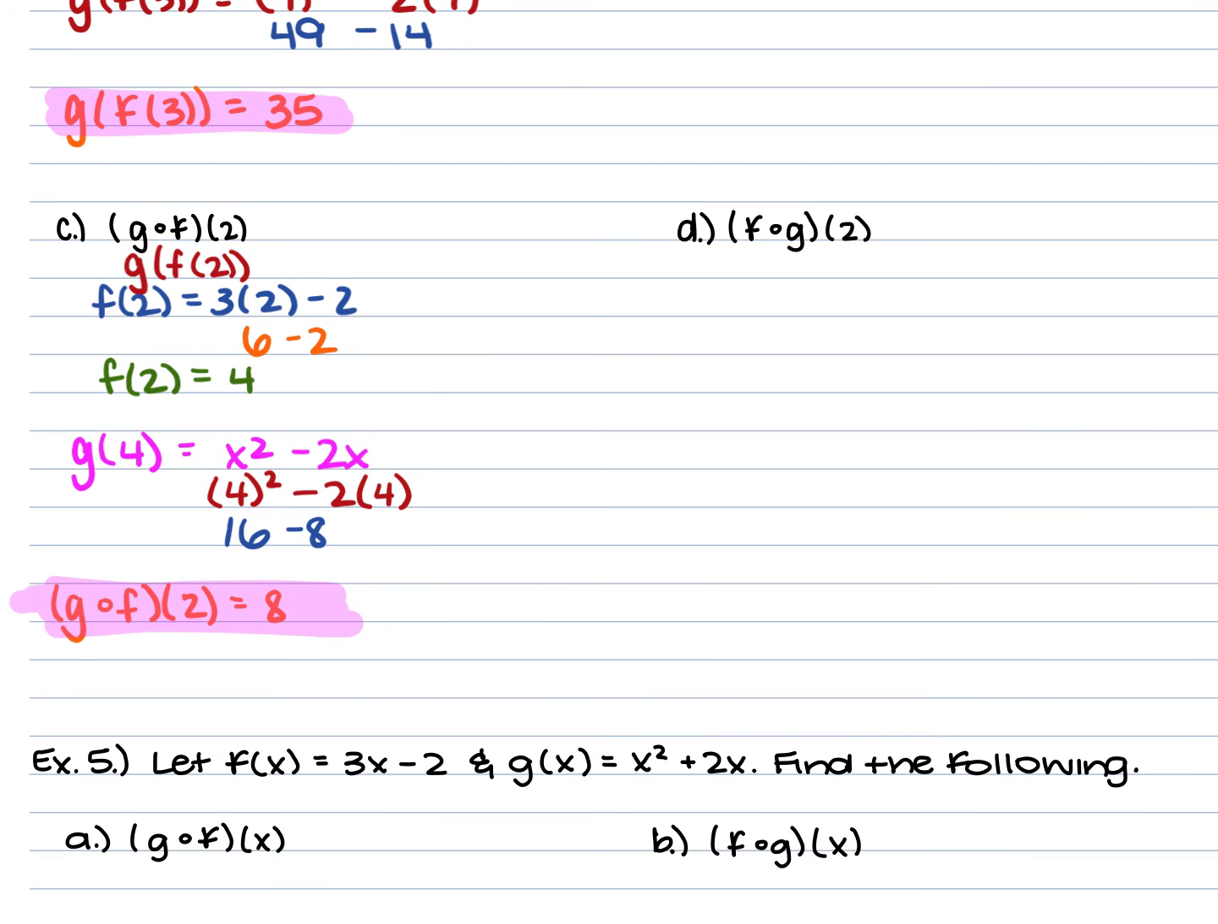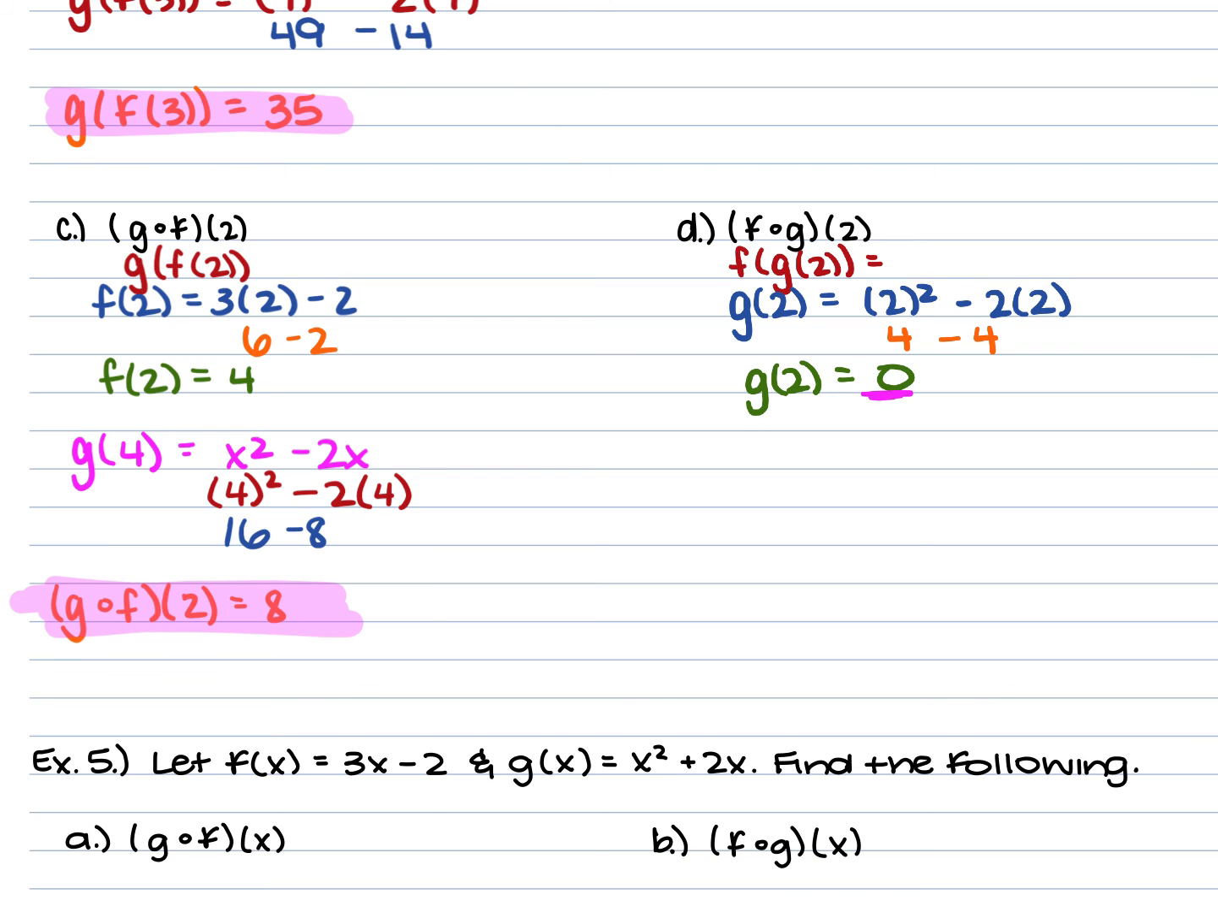For example D, we have f of g of 2. So again, if you want to rewrite this to do f of g of 2 this way, you can. This is going to give us the same exact thing as finding g of 2 first. So that's going to be 2 squared minus 2 times 2. The 2 squared is 4. The negative 2 times 2 is negative 4. So g of 2 is equal to 0.